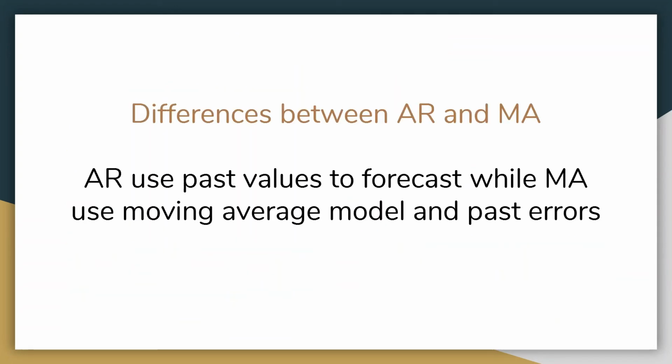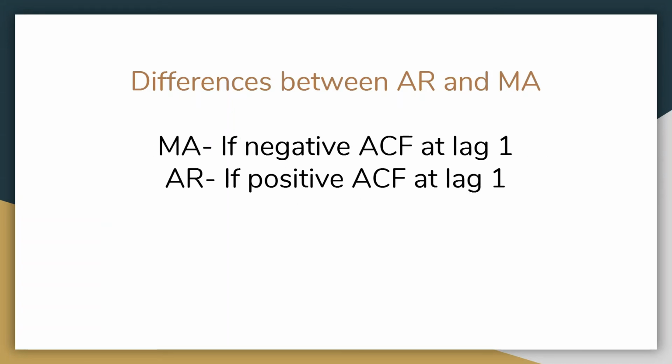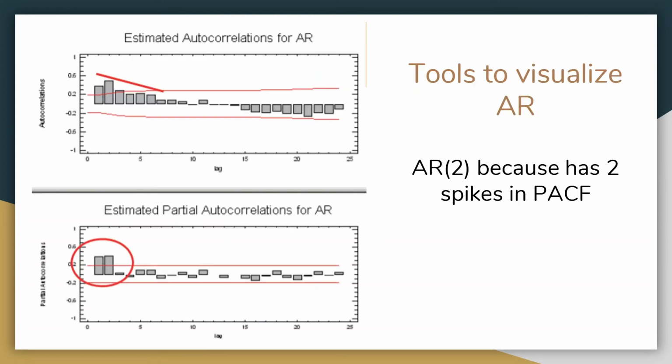Some of the differences between the AR and the MA is that AR uses past values to forecast, while MA uses a moving average model and past errors. Another difference is that MA can be used to fine-tune the effects of non-seasonal differences, while the AR is used to compensate for the lack of non-seasonal differences. And then MA, if it's negative, ACF at lag 1, and then AR if it's positive, ACF at lag 1. So we'll go ahead and look at the ACF plot.